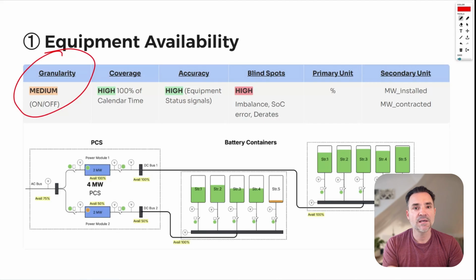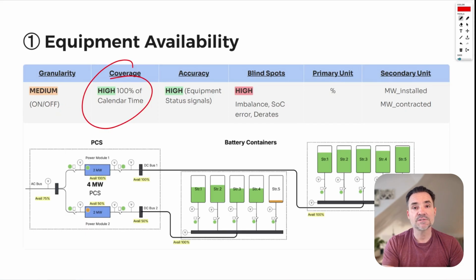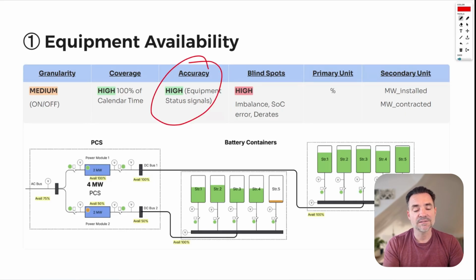Granularity means how granular we can actually measure this availability. We can only do on and off. So if you had 10 strings, then you could only measure to 10%. The coverage is high because we can measure this for every interval. Some other types of availability, like the operational, we can only assess during operation of the BESS. The accuracy is very high. The signals that tell you if the string is connected or if the inverter is on or off are quite reliable, so we get quite an accurate representation.